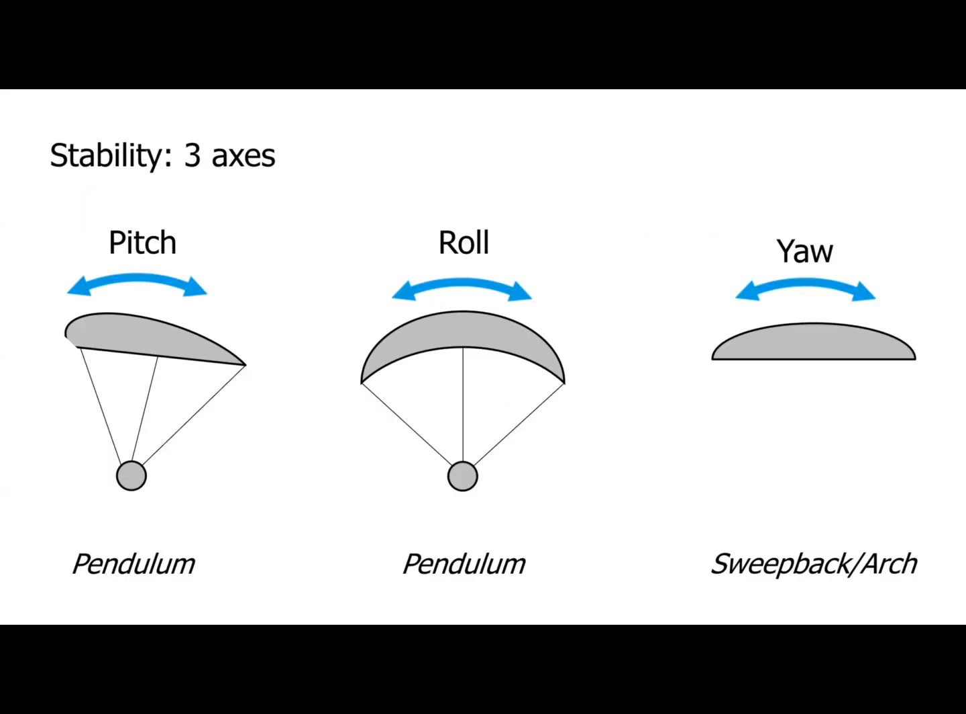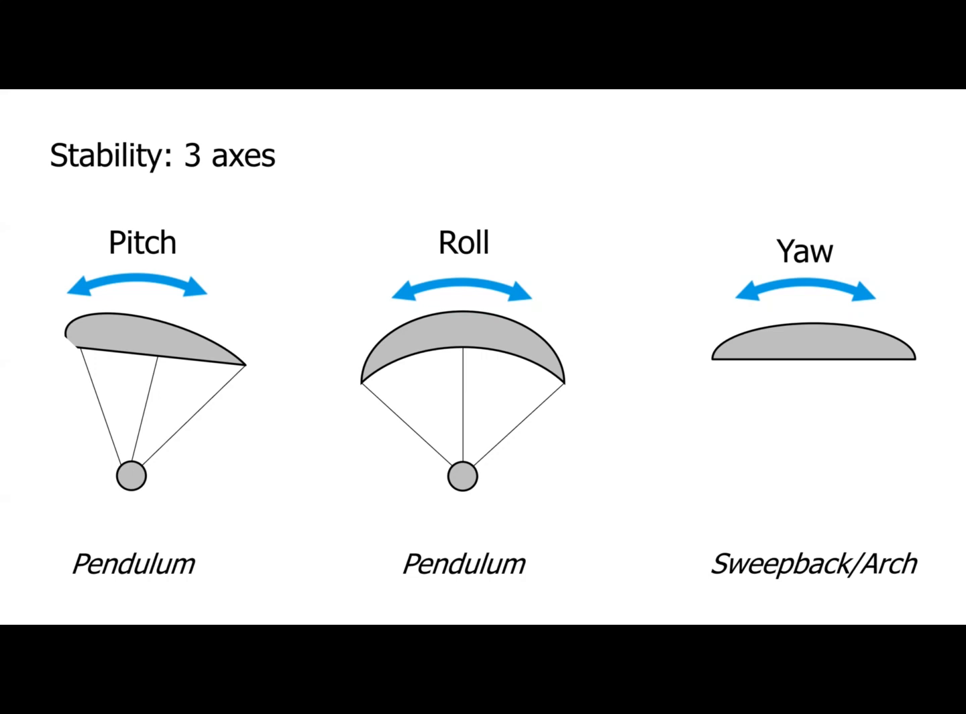So you've got three axes to talk about stability. If you think of this as a paraglider, this is the front of the paraglider here. This is looking head on to a paraglider, so these are both sides, and this is looking down on top of the paraglider. So you have three axes of movement. You've got pitch, which is a paraglider moving like this. You've got roll when it's going sideways, and yaw when it's going like this.